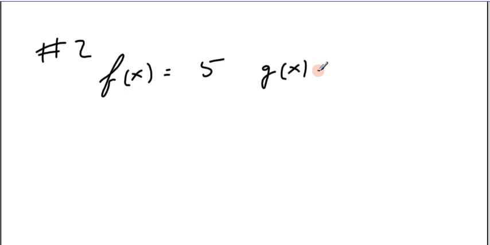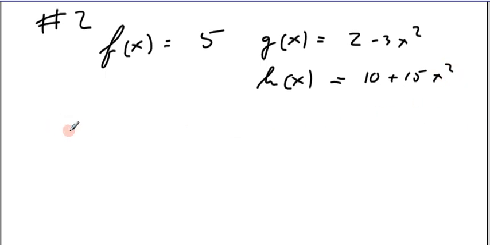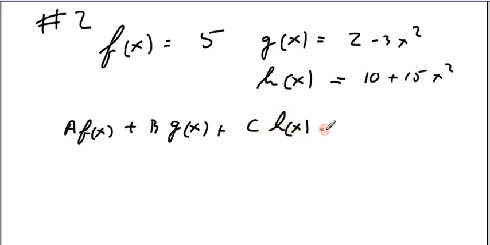And what do we have? We have f of x is 5, g of x is 2 minus 3x squared, and h of x is 10 plus 15x squared. So what we want to do is find something that says a f of x plus b g of x plus c h of x is 0. So that's what we're supposed to do.